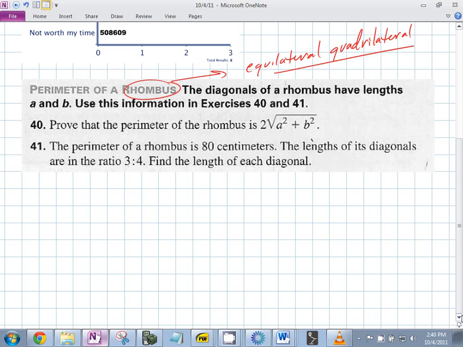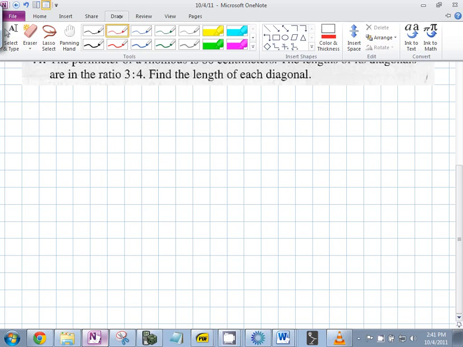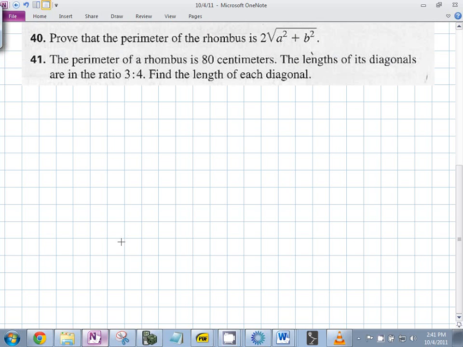The perimeter of a rhombus is 80 centimeters. The lengths of its diagonals are in the ratio 3 to 4. Find the length of each diagonal. Okay, so first of all, let's draw. I think there's a rhombus drawing tool here, or close to it anyway. So if this is a rhombus right here, what do we know about each side?